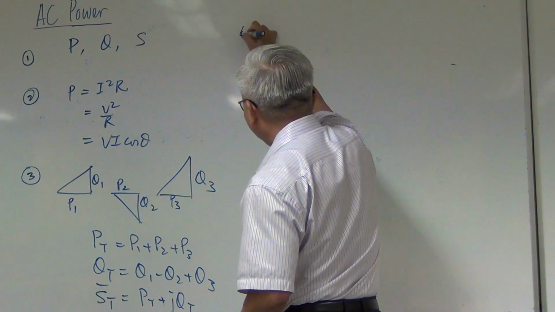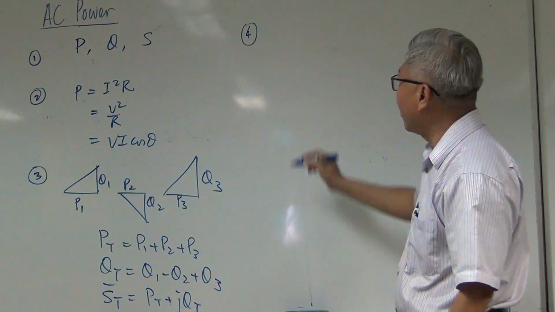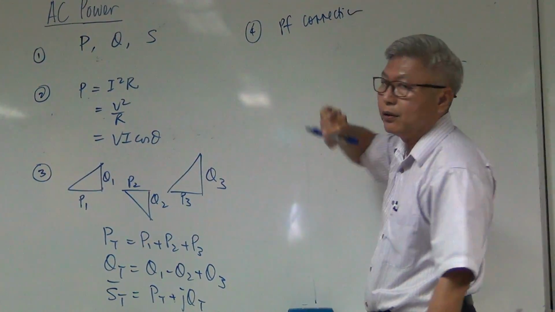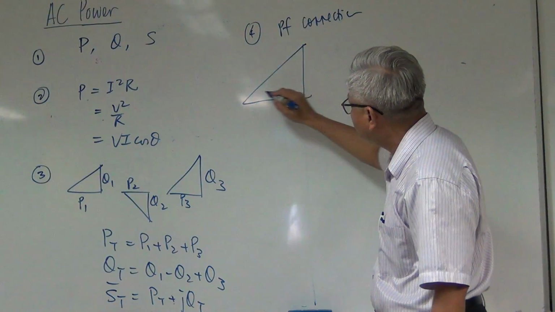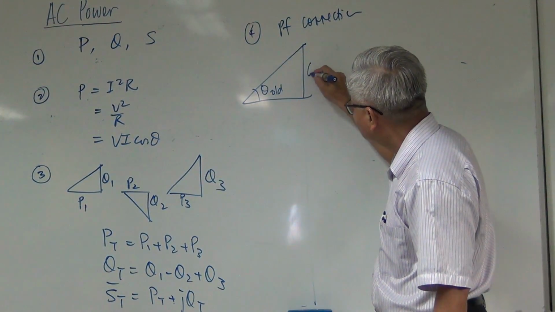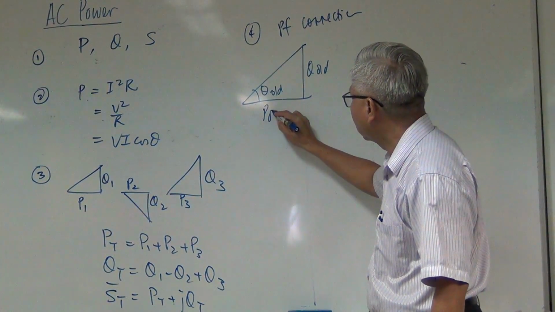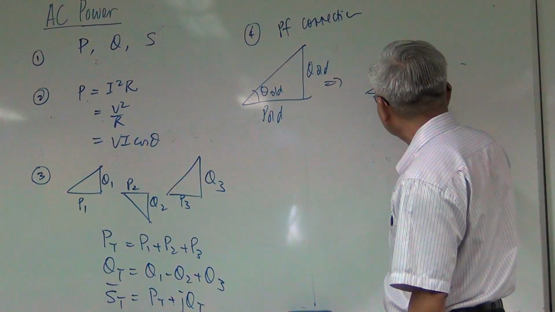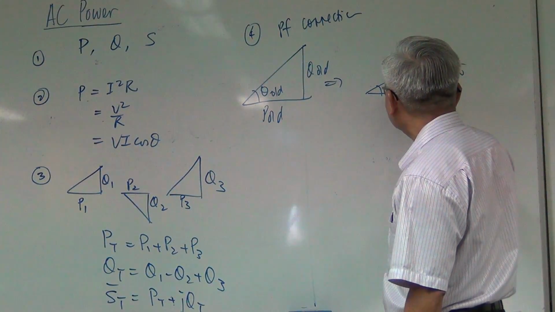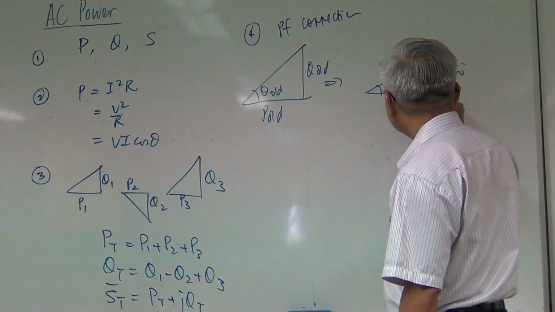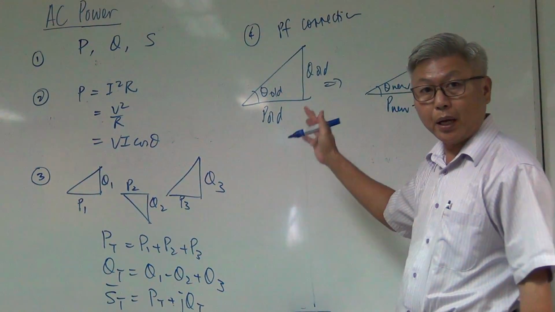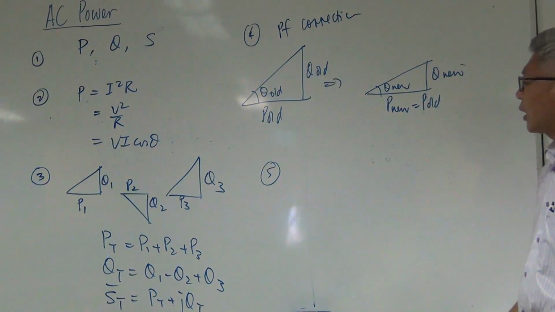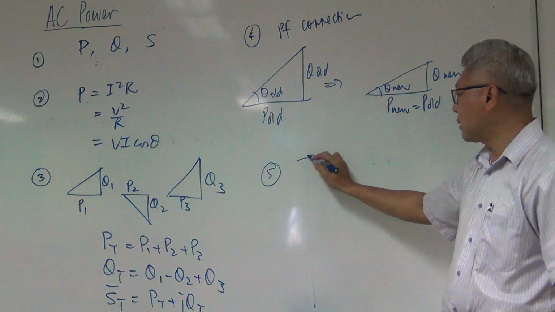Then point number 4, we talk about power factor correction. Alright, remember the old power triangle. After power factor correction, the angle becomes smaller. And how did it happen? Because we introduced a capacitor in parallel to the circuit. Right? And then we went on to talk about the 2 wattmeters method.